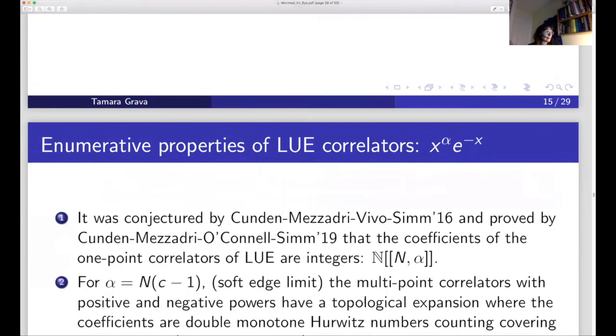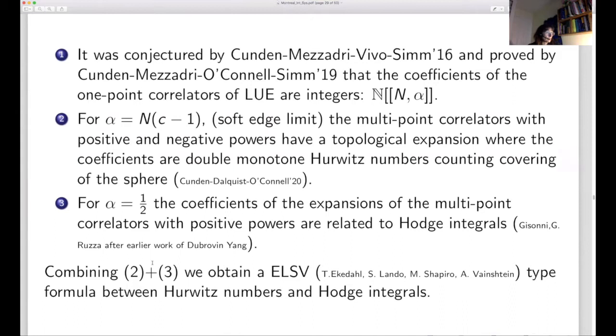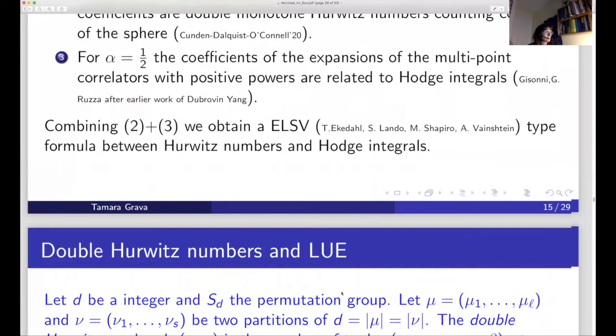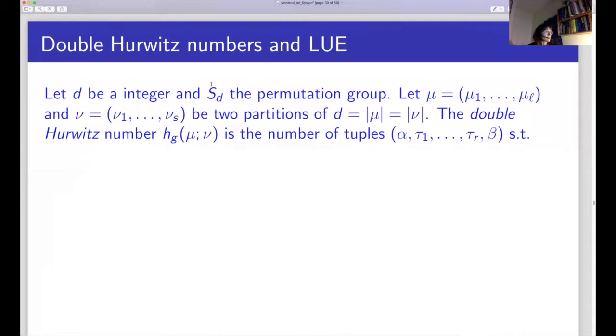And so, combining point 2 with point 3, this is a Hurwitz number, this is our r-spin integral, so you can have a kind of what is called an ELSV formula between Hurwitz numbers and r-spin integrals. Okay, so this is the result. Let me explain. Maybe I don't need to go very slowly on what a Hurwitz number is, given the audience, so I can go very fast.